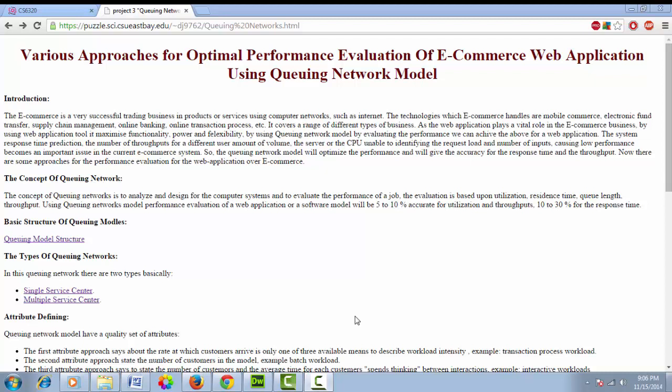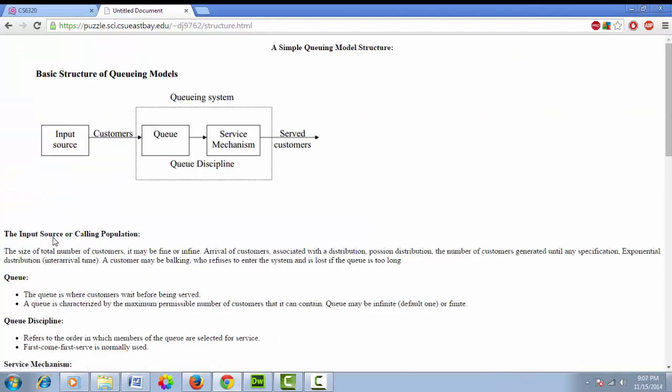Now we are going to see the basic structure of queuing models. This is the diagrammatic description of a basic structure of a queuing model. What does it have? It has an input source, queuing system, and served customers. What is an input source? Input source, otherwise called calling population, is the total number of customers. It may be finite or infinite. They are arriving customers. The customers who are arriving and standing in a queue are called input source or calling population.